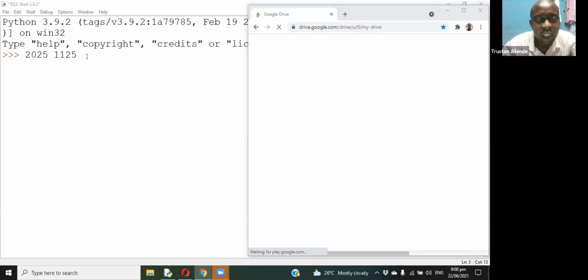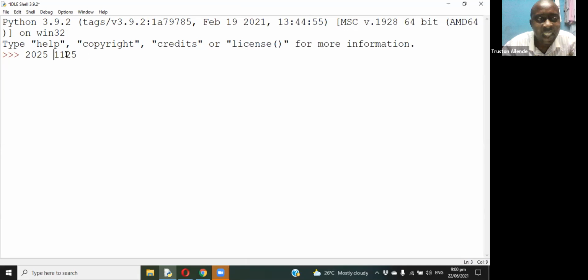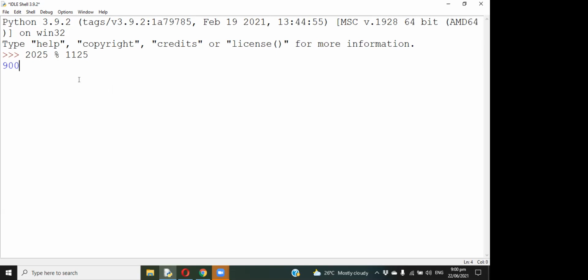So let's do it with an algorithm. Now, the way you do it is this. I'm going to show you the demo. You come here, you say modulus. Now, in the last class, I explained what modulus is. Modulus means remainder. So 2025 modulus 1125, you get 900.